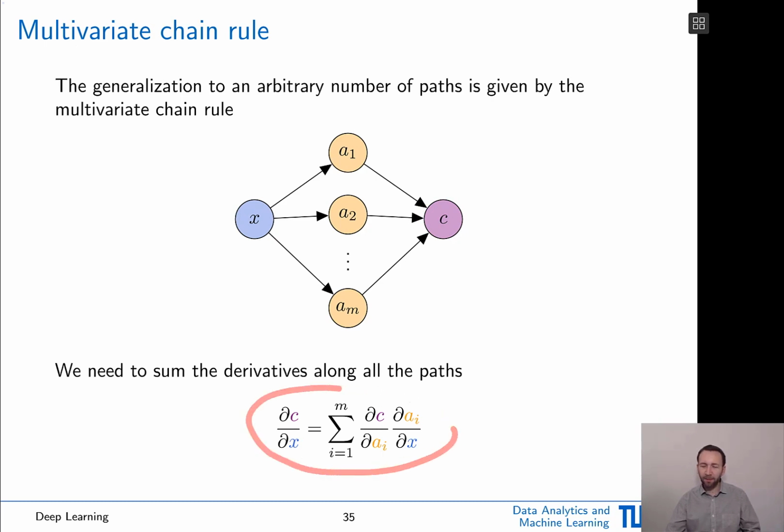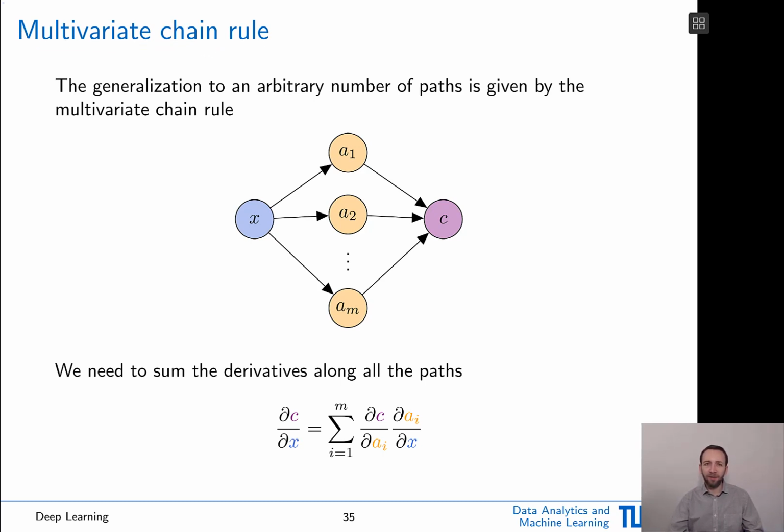It's in general the sum over these different modules only. Okay, you see again, you have the sum over these different inputs, so to say. Right here, it's the sum of all these different local gradients of C with respect to A_i, and then you have A_i with respect to x. So this is simply the multivariate chain rule, so to say.